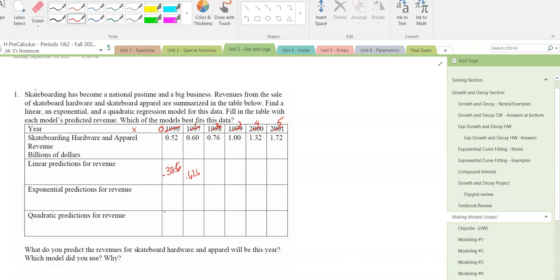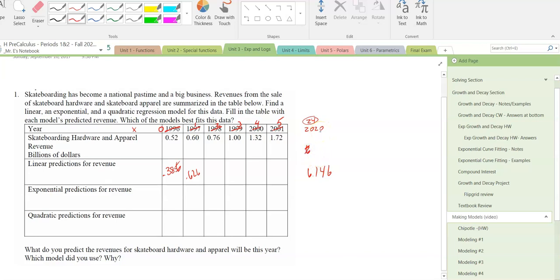If we wanted to predict for this year, so 2020, well, 2001, so this is 19 years later, so we would plug in x equals 24, and we could see what the equation would be. So if I were to do this with a linear model, I would do 0.24 times 24 years plus 0.386, and I would get $6.146 billion for the linear prediction.